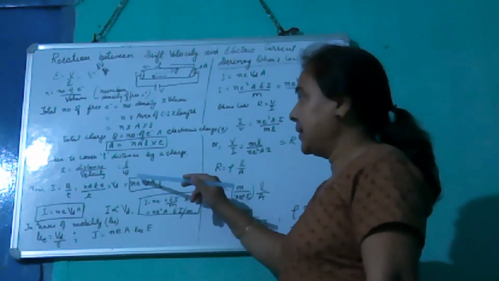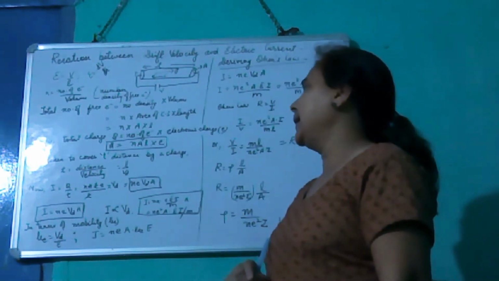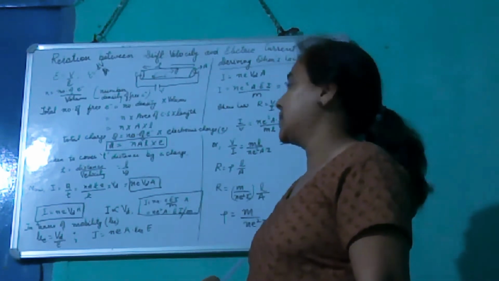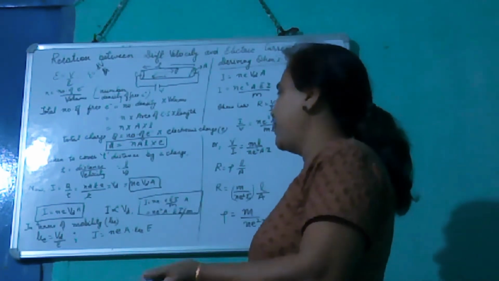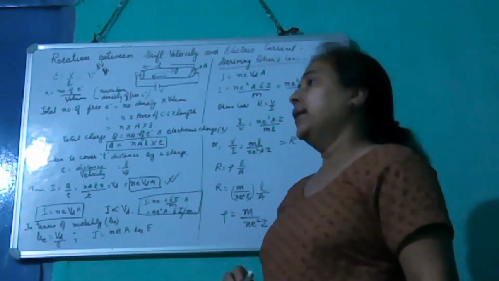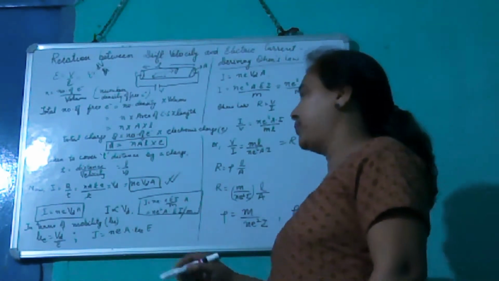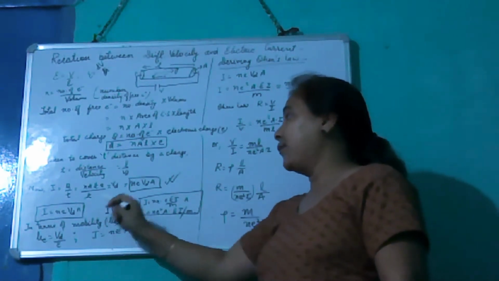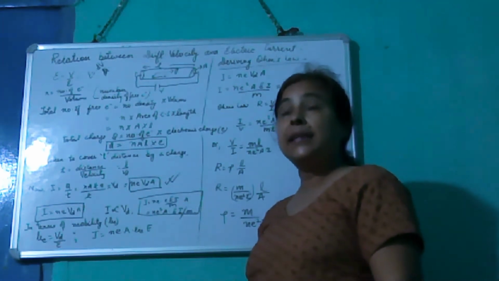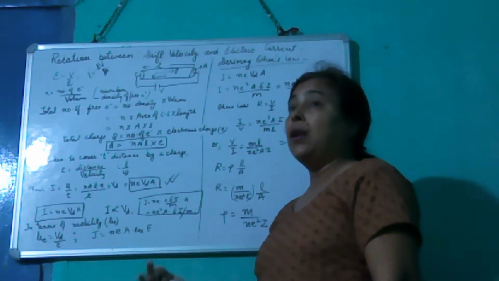nAeVd, or rearranged, neVdA. Where n is the number of free electrons, e is the electronic charge on one electron, Vd is the drift velocity, A is area of cross section. So, this is a very important formula. I is equal to neVdA, the basic formula for current in terms of drift velocity. So, I is directly proportional to the drift velocity. Higher the drift velocity, higher will be the current. Lower the drift velocity, lower is the current.